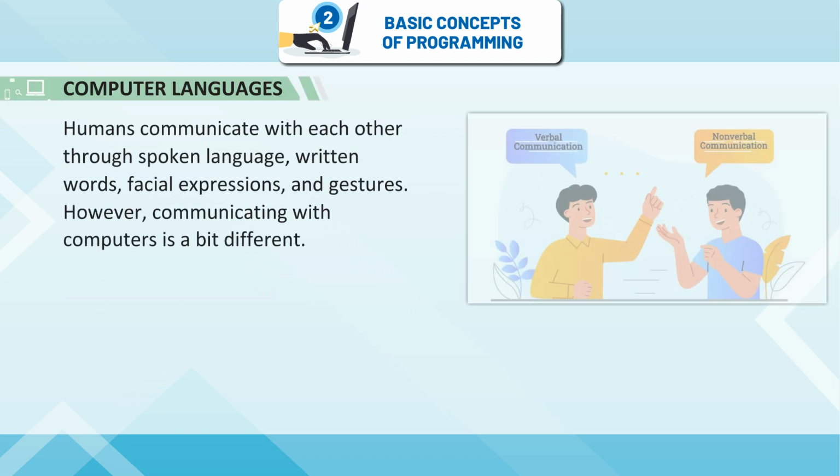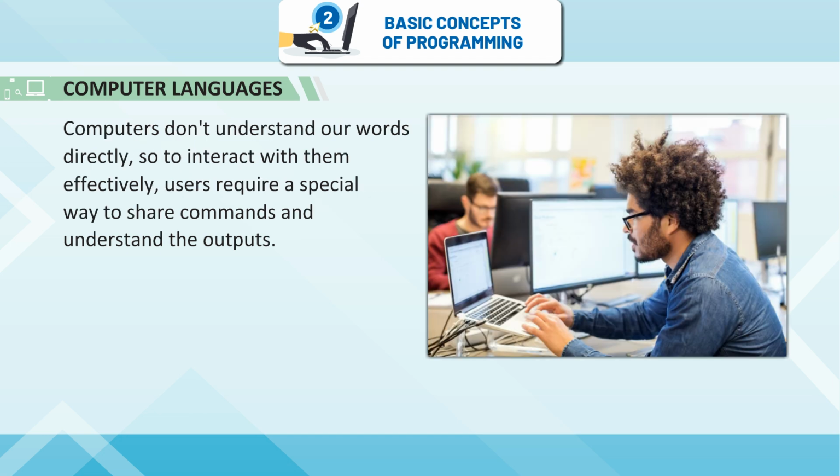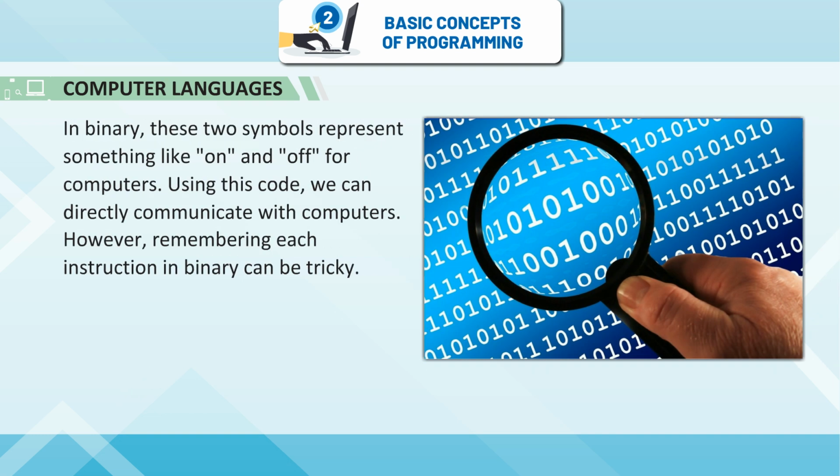Computer languages. Humans communicate with each other through spoken language, written words, facial expressions, and gestures. However, communicating with computers is a bit different. Computers don't understand our words directly, so to interact with them effectively, users require a special way to share commands and understand the outputs. This special way is called binary language. Binary language is made up of two symbols, 0 and 1. In binary, these two symbols represent something like on and off for computers. Using this code, we can directly communicate with computers.